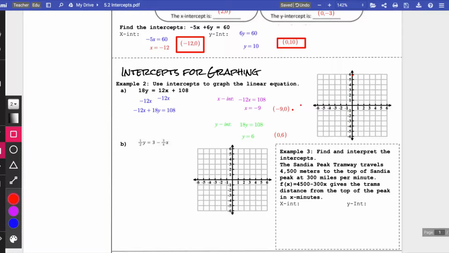Oops, that is not the right tool. Now we're going to connect the dots. So your graph should end up looking like this. Obviously, you'd want it to fit on the graph, but in this case, it wouldn't. So that's what your line should look like.